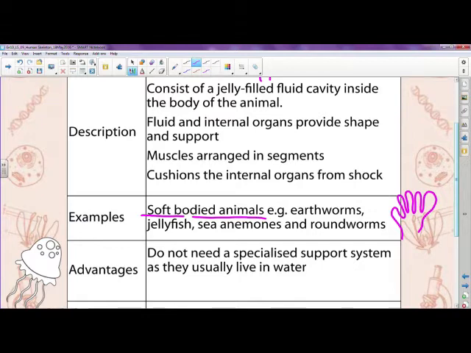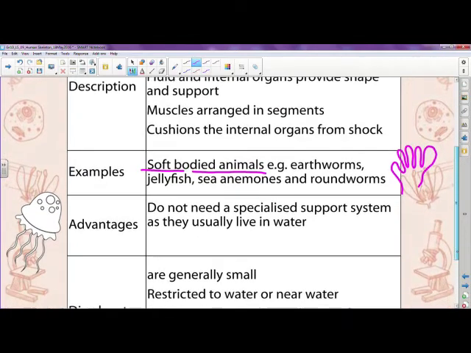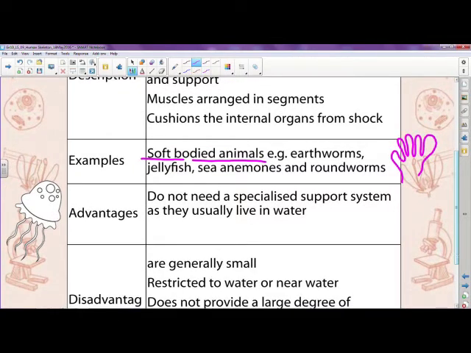The advantage of this is quite nice and easy. Because they're so soft, you will also see that they need to be near water, with a more aquatic lifestyle. Even earthworms don't live in water, but they live in moist soil. Because they don't have a hard outer shell, anything that they need usually comes in and out by diffusion. So we say that it's quite simple.